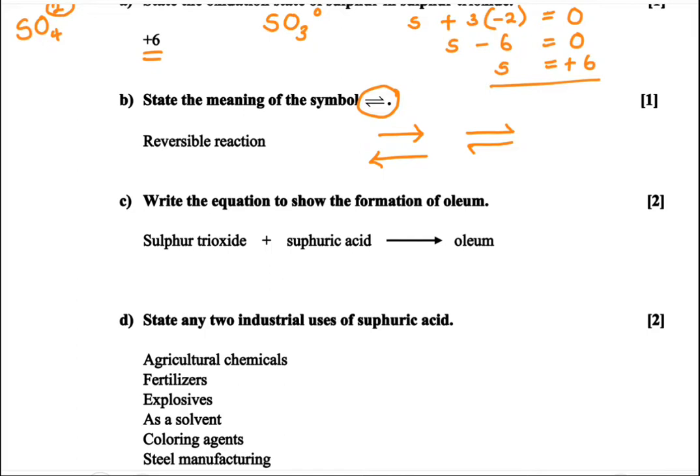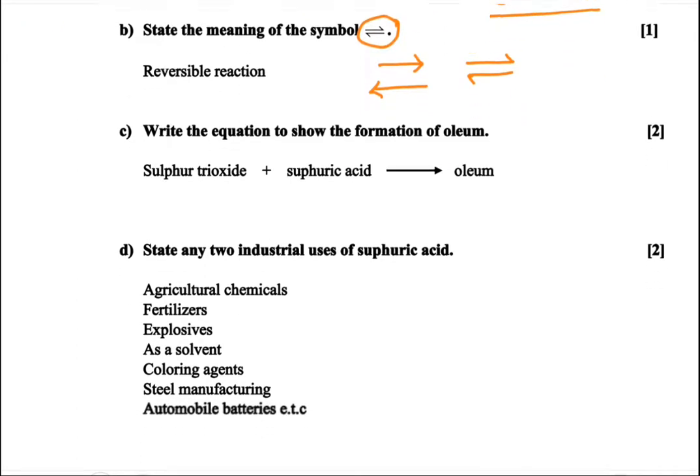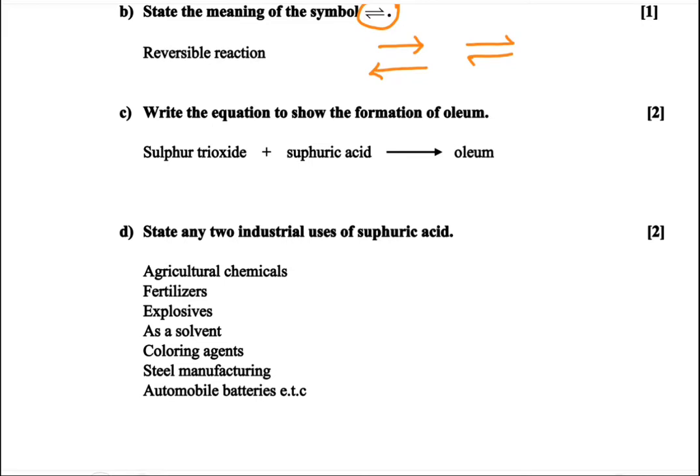Then we go to number C. Write the equation to show the formation of oleum. So oleum is formed when we dissolve sulfur trioxide in sulfuric acid, or we just react sulfur trioxide with sulfuric acid, we get oleum. Normally oleum is also called disulfuric acid. So oleum is also called what? Disulfuric acid. So that's also another name.